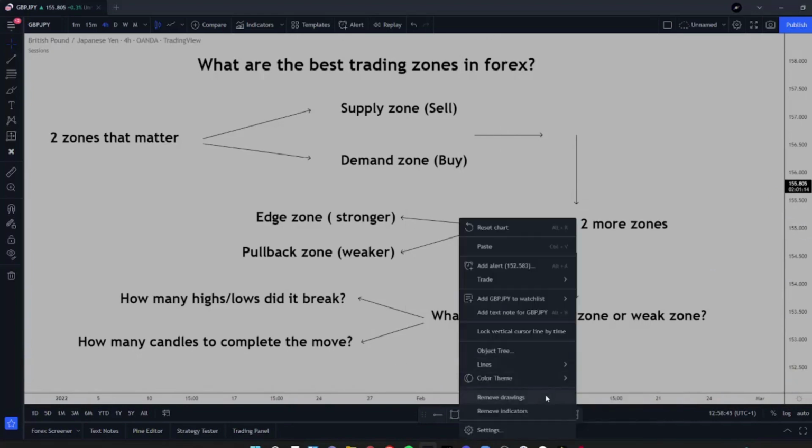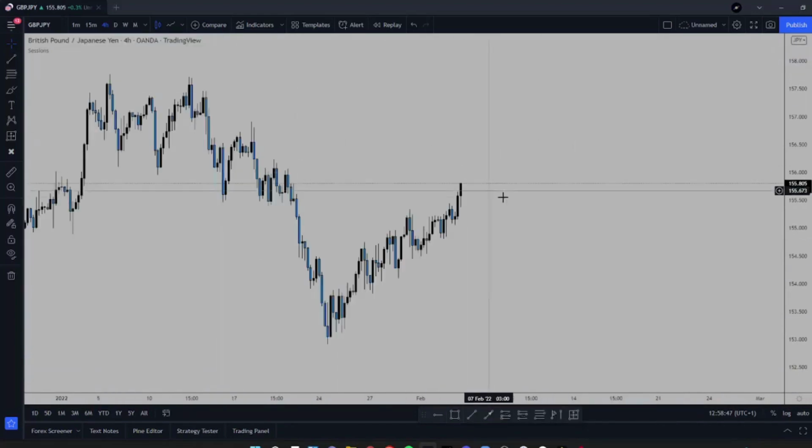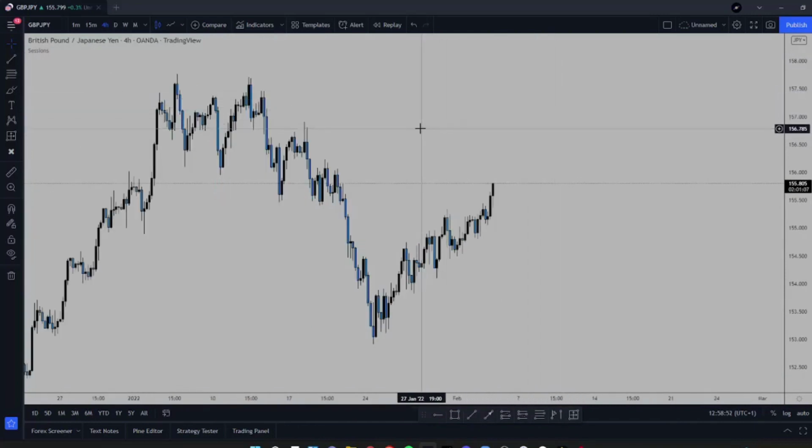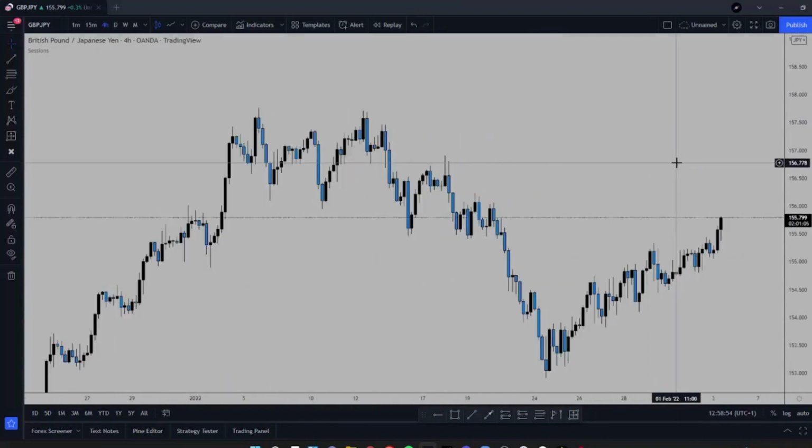Let me just remove all this. Let's take a look at the candles. All right, let us look at a supply zone.